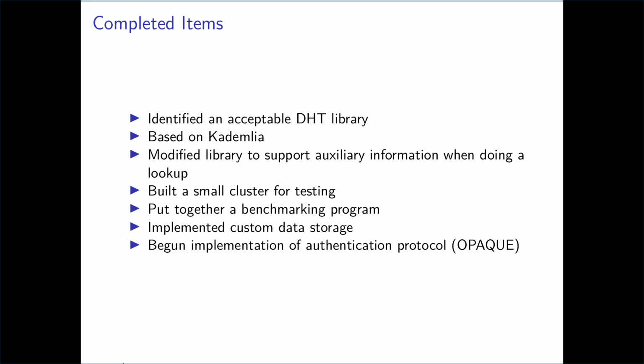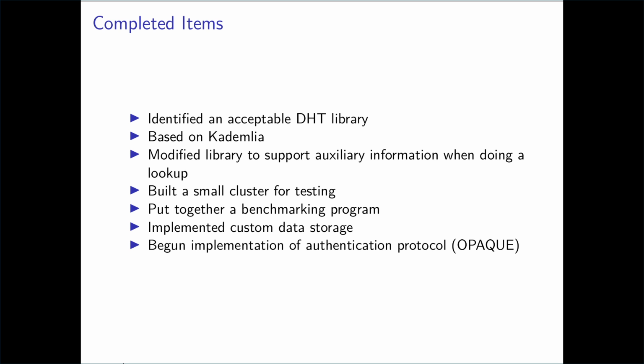For the project, I'm going to talk about what items have been completed for it. First, we have identified an acceptable distributed hash table library. That library is an implementation of Kademlia, which, if you look at the Wikipedia page for it, is a modern third generation distributed hash table. The biggest thing that is interesting about this is it does have log n lookup time, where n is the number of nodes, so you don't have to flood the entire hash table to find a value.